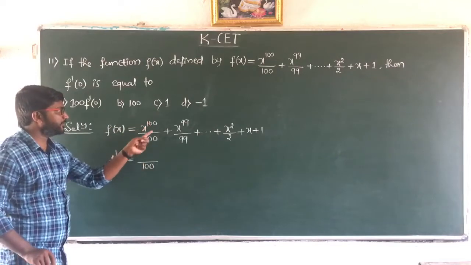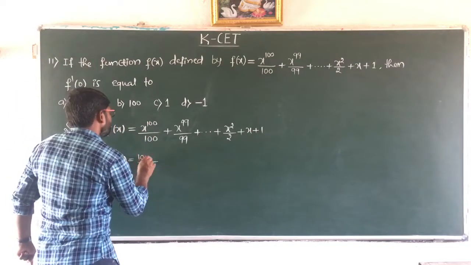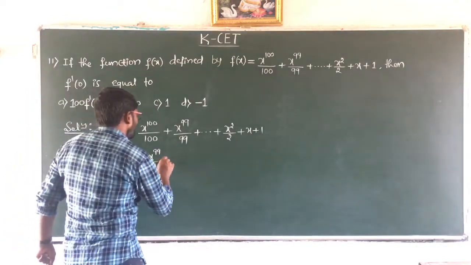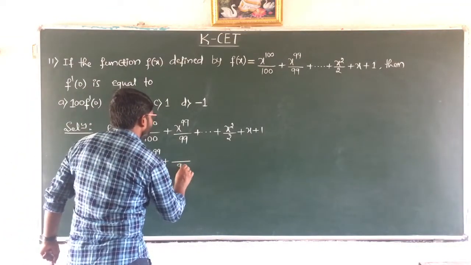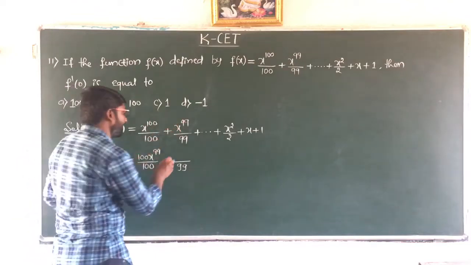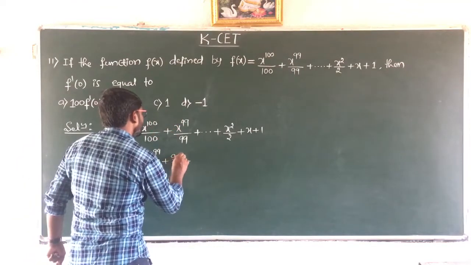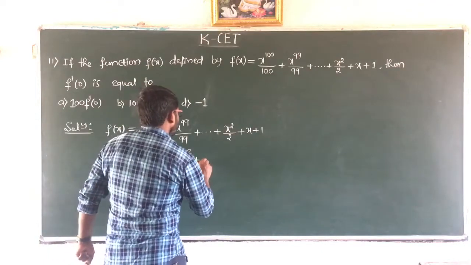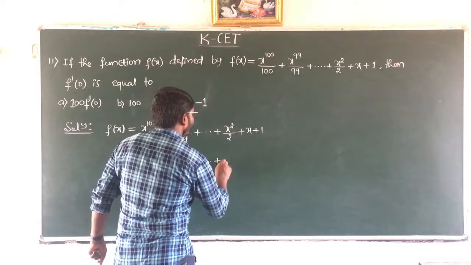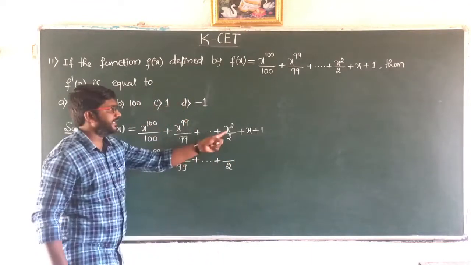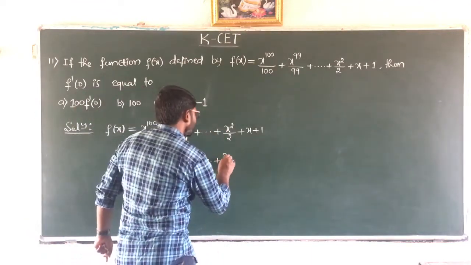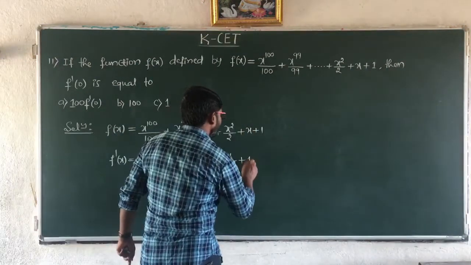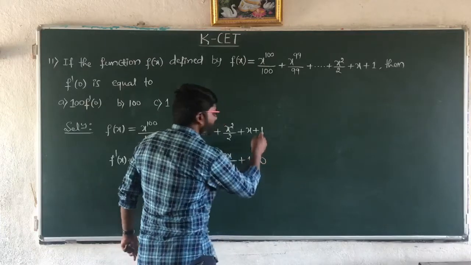Then derivative of the numerator will be 100 into x to the power 100 minus 1, that is 99, plus, so again 1 by 99 is a constant, I write it as it is. Then derivative of x to the power 99 is 99 into x to the power 98, plus so on, plus 1 by 2 is a constant, write it as it is. Derivative of x square will be 2x, plus derivative of x will be 1, plus derivative of 1 will be 0.